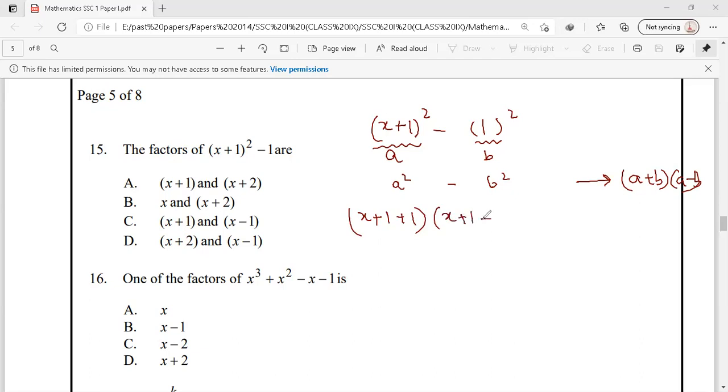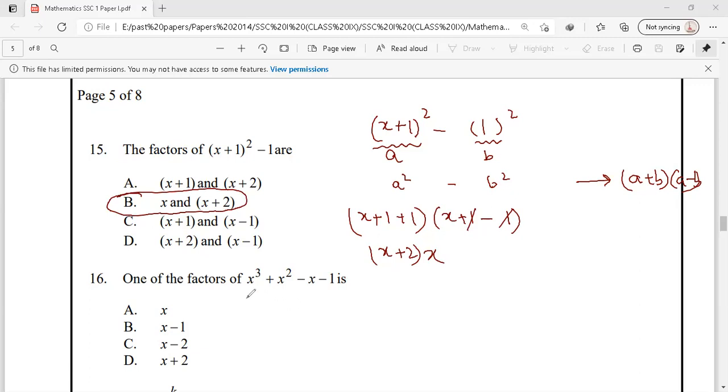So it will become x + 2, and this +1 and −1 will cancel out with each other, and we will have x. So the factors are x and x + 2. So the correct answer is option B.